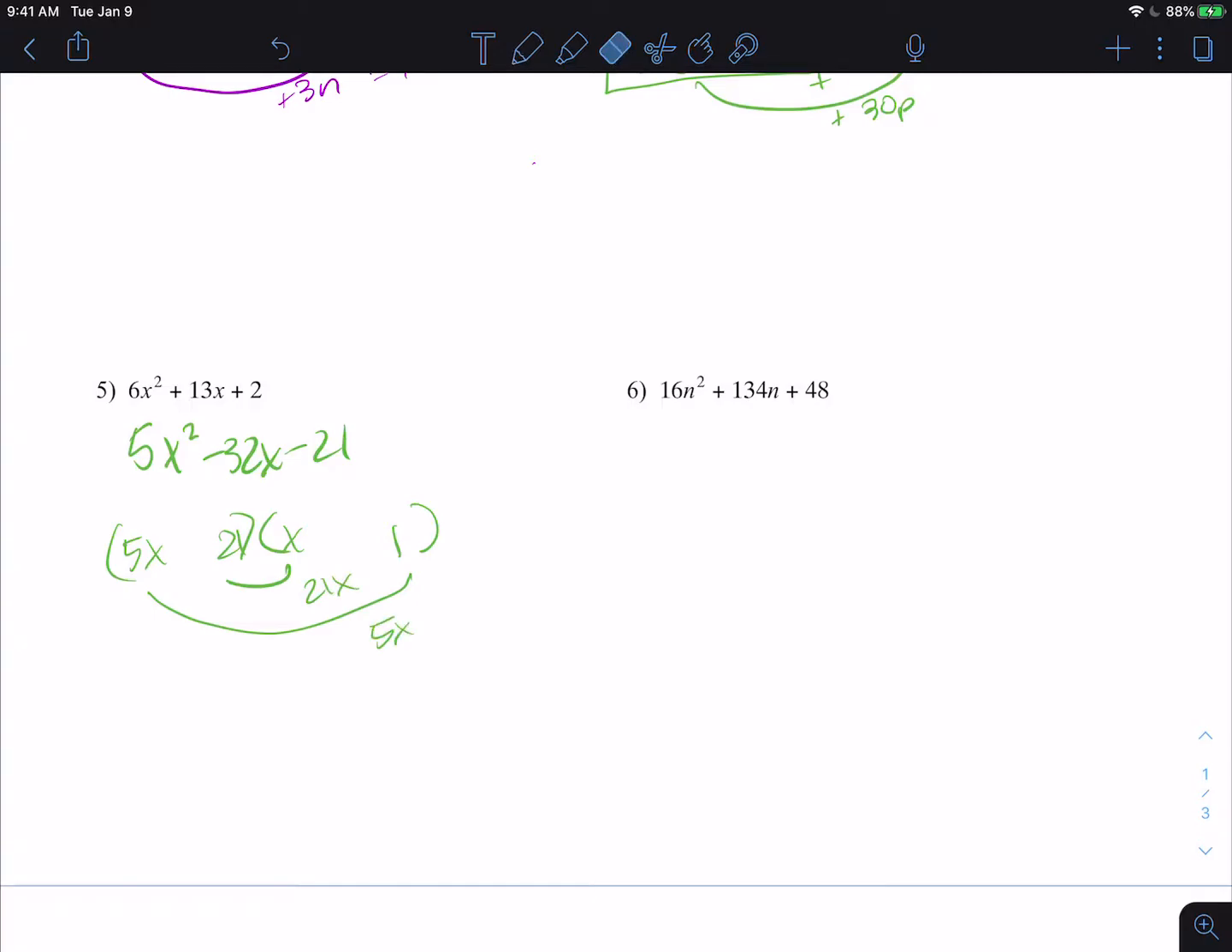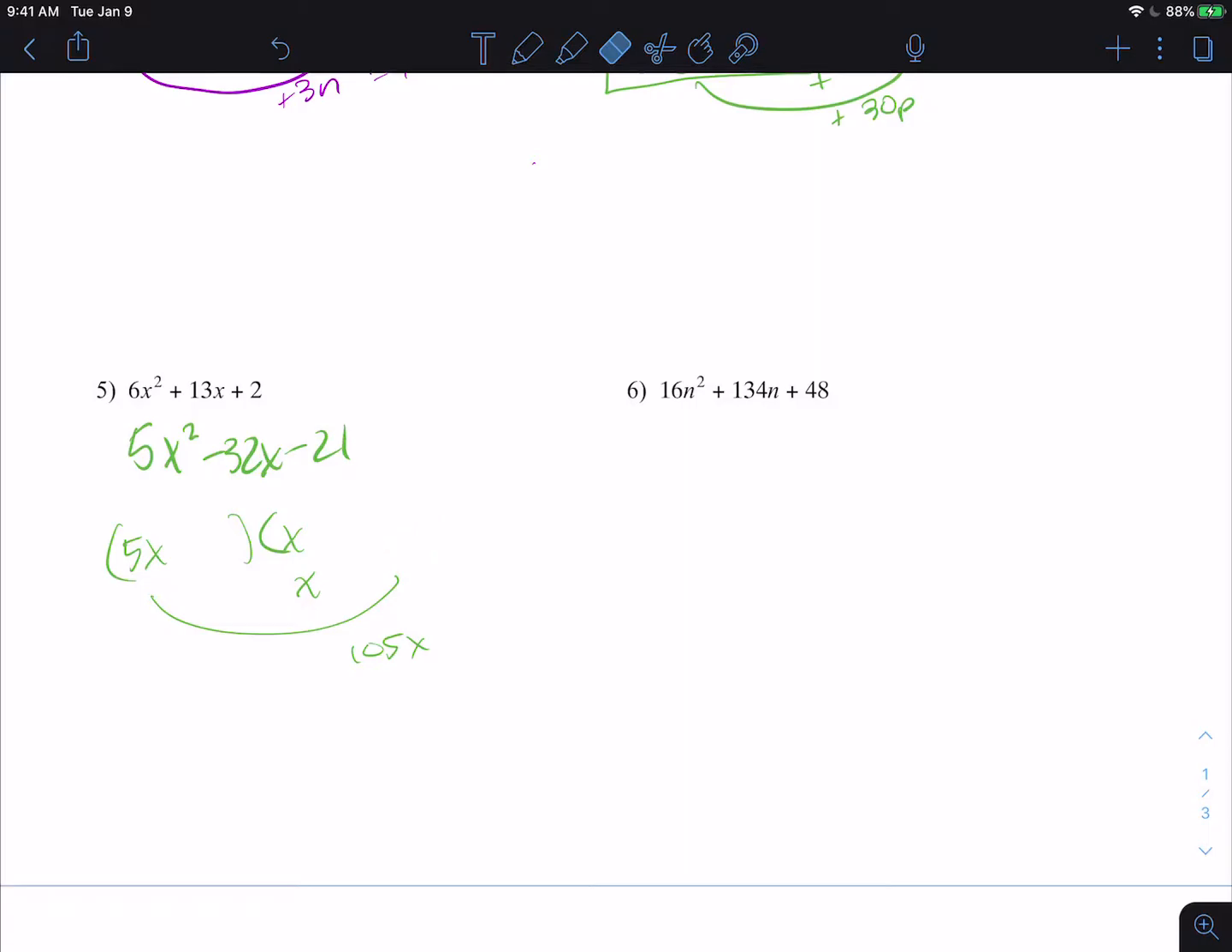I could also switch these around, so those two change places. So the 21 was here, so the 1 can go here, and the 21 can go here. Well, this will give me now a 1x, and then this would give me 105x, which is too high to get to my 32. So that doesn't work either.